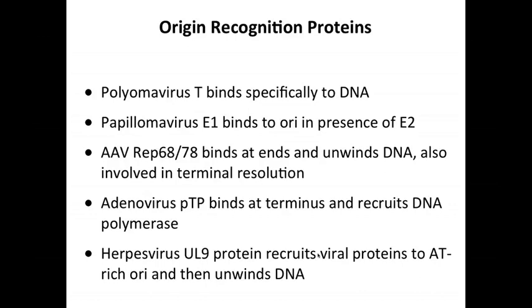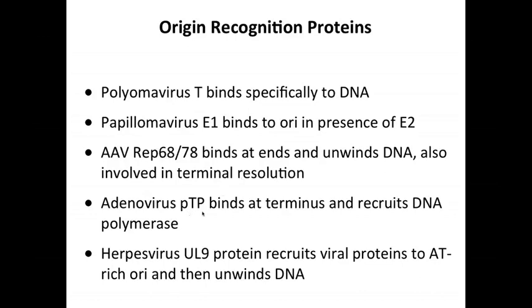Another small circular double-stranded DNA virus, the papilloma viruses: their protein called E1 binds to the origin in the presence of a second viral protein called E2. The adeno-associated virus, or parvovirus, Rep68/78 protein binds to the ends of the viral DNA, which is the origin of replication. And we talked about how it's involved in nicking the DNA to get the termini sequences represented.